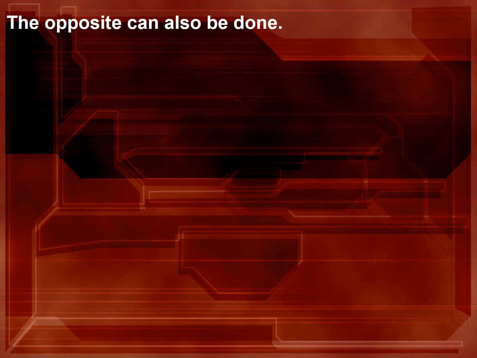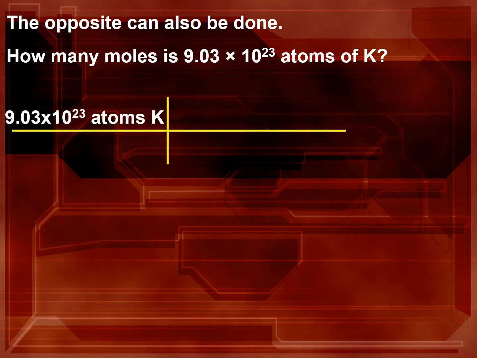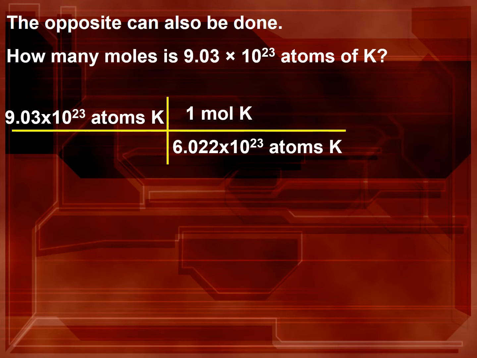We can also do the opposite. How many moles is 9.03 times 10 to the 23rd atoms of K? So we start with our given, 9.03 times 10 to the 23rd atoms of K. We need to cancel those units, so we know that 1 mole of K is going to have 6.022 times 10 to the 23rd atoms. So we put the atoms on the bottom and the 1 mole on top. Now the atoms units cancel, and it leaves us with just moles. Our answer, with 3 significant figures, is 1.50 moles of K.